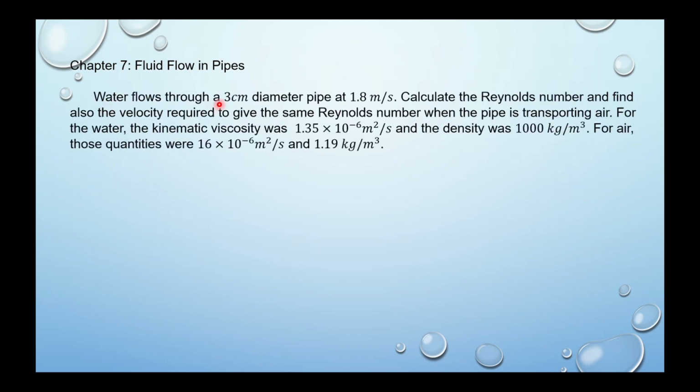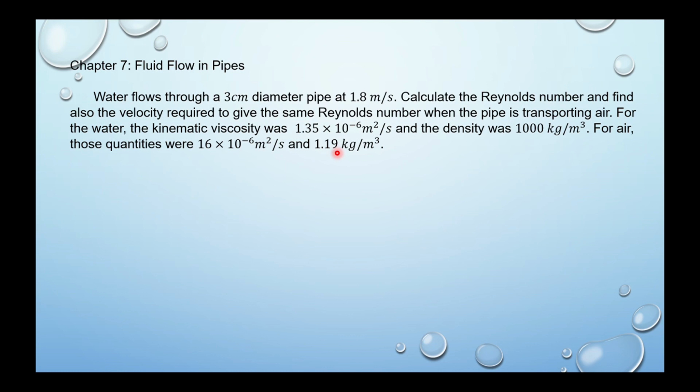Here is an example in fluid mechanics from chapter 7, fluid flow in pipes. Water flows through a 3 cm diameter pipe at 1.8 meters per second. Calculate the Reynolds number and also find the velocity required to give the same Reynolds number when the pipe is transporting air. For the water, the kinematic viscosity was 1.35 times 10 raised to negative 6 square meters per second, and the density was 1000 kilograms per cubic meter.